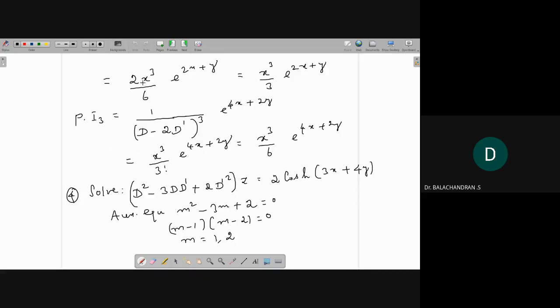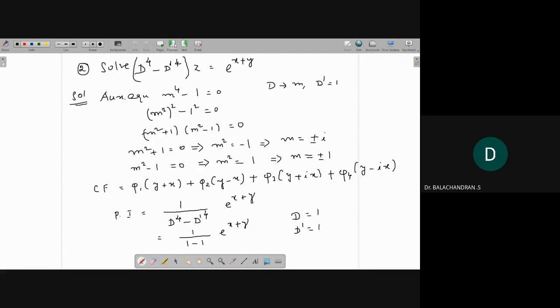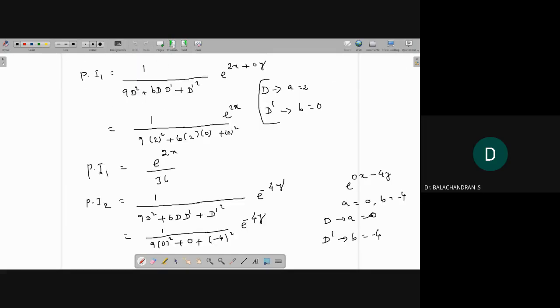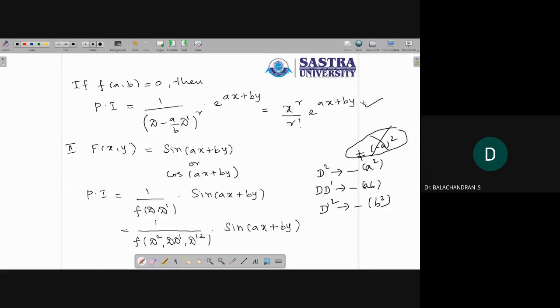I think 2x cube divided by 3 factorial into e power x plus y. Otherwise you can do step by step like this. You can check it here. If you use this rule, actually I gave the rule here. So this is the rule.